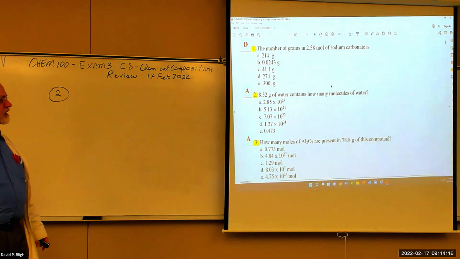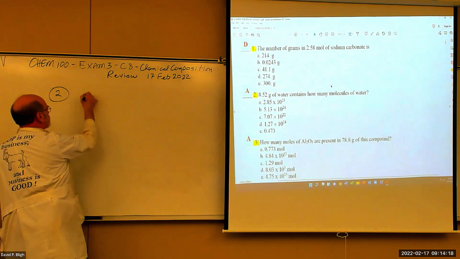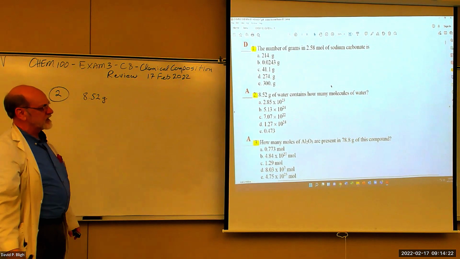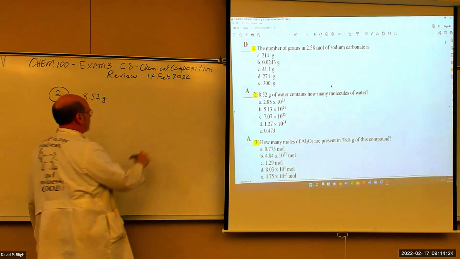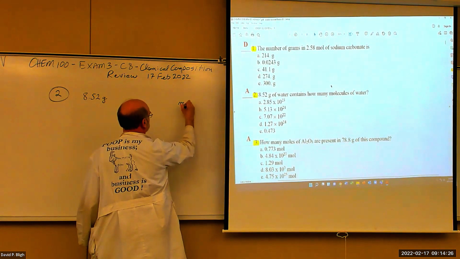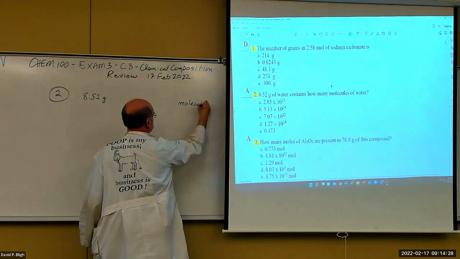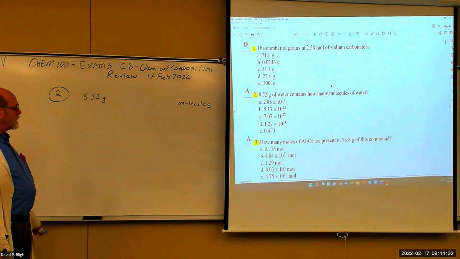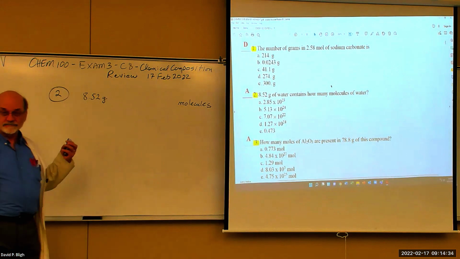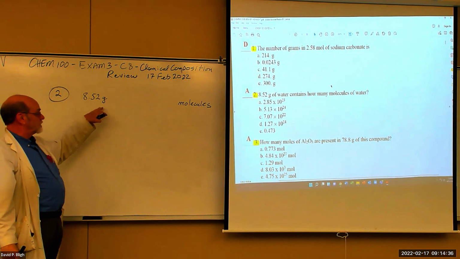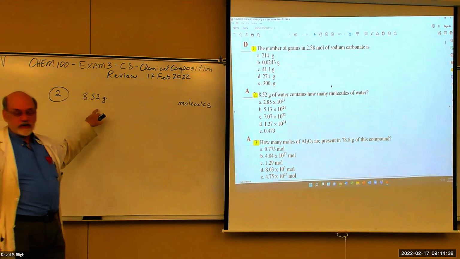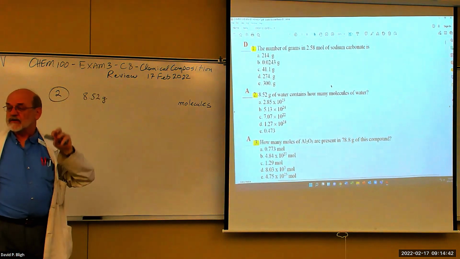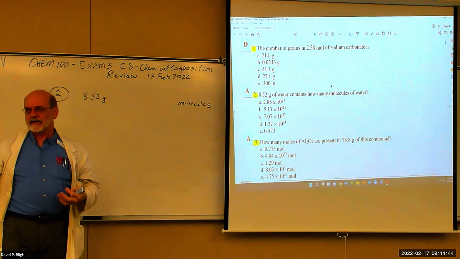8.52 grams of water, 8.52 grams of water contains how many molecules? Okay, so we're going from there to molecules. Okay, so we need a conversion factor. Well, there are no conversion factors that go straight from grams of water to molecules. So this is going to be a chained conversion.